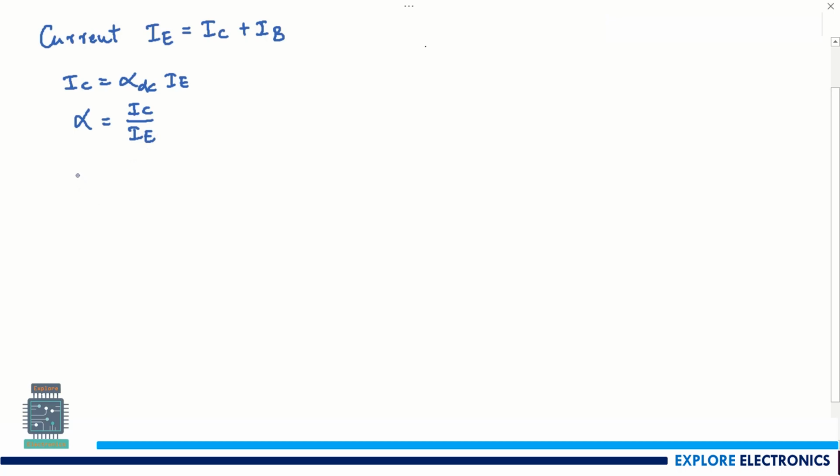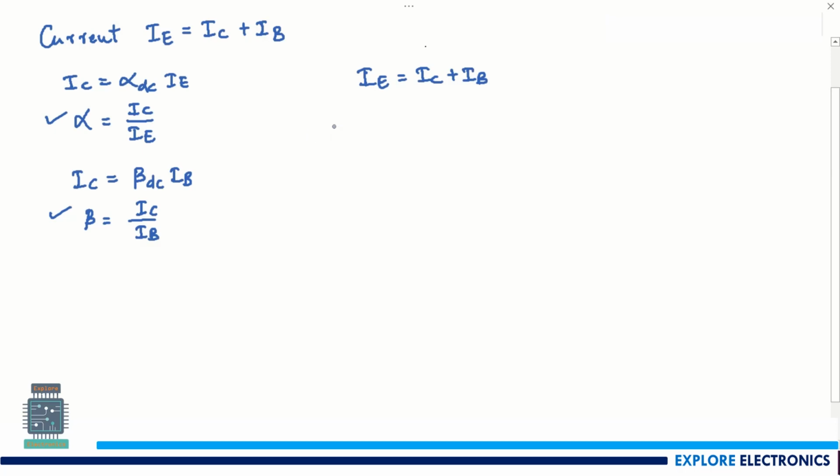Similarly, IC can also be written in terms of beta, that is beta DC into IB. So here we can write beta is equal to IC divided by IB. We need to know these two expressions, as we are going to use them frequently in solving problems on BJT. Now let me take the current expression: IE is equal to IC plus IB.